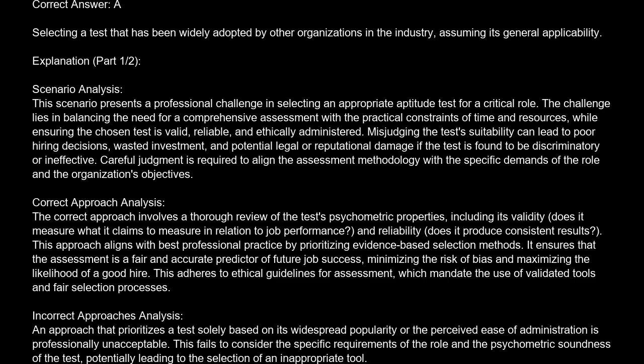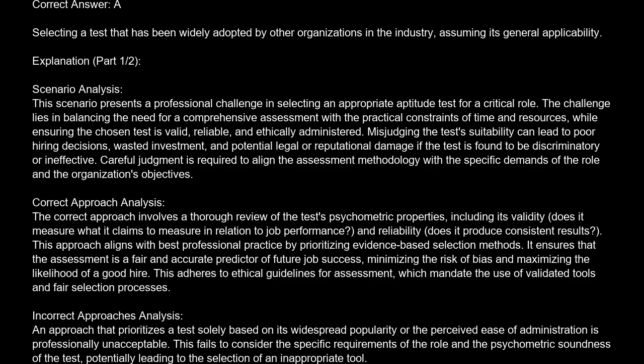The challenge lies in balancing the need for a comprehensive assessment with the practical constraints of time and resources, while ensuring the chosen test is valid, reliable, and ethically administered. Misjudging the test's suitability can lead to poor hiring decisions, wasted investment, and potential legal or reputational damage if the test is found to be discriminatory or ineffective. Careful judgment is required to align the assessment methodology with the specific demands of the role and the organization's objectives.